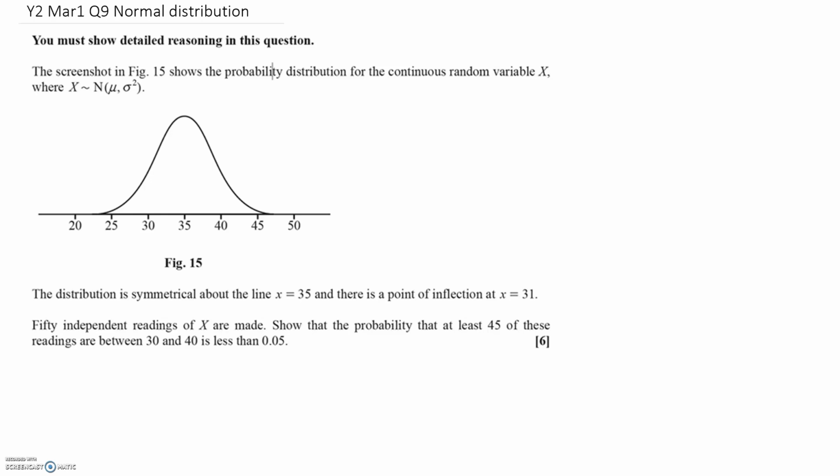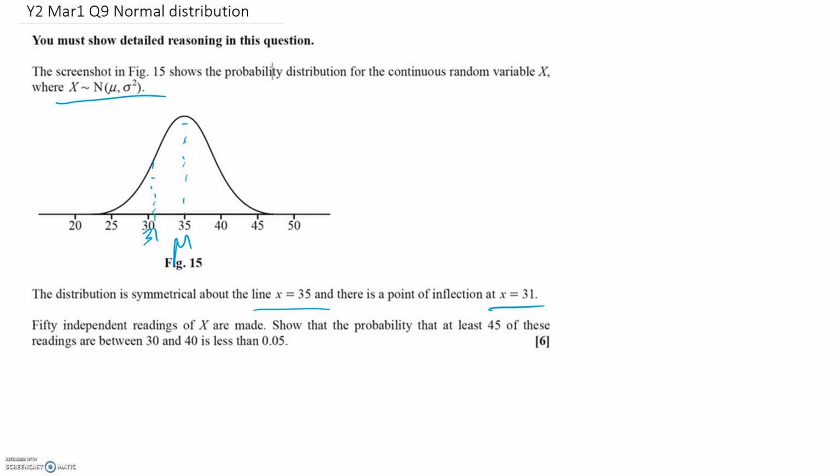Okay, this is a normal distribution question. The distribution is symmetrical about the line x equals 35, so that's going to be the mean of the distribution. Point of inflection at 31. Let's just try and mark that on there.